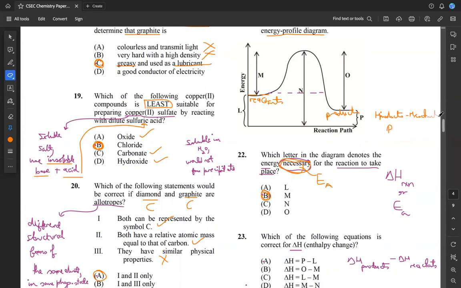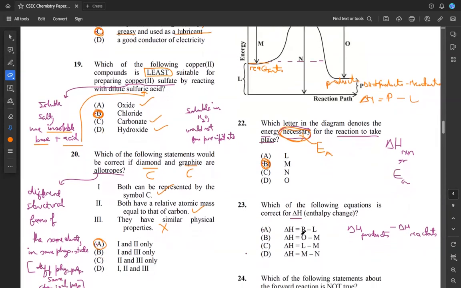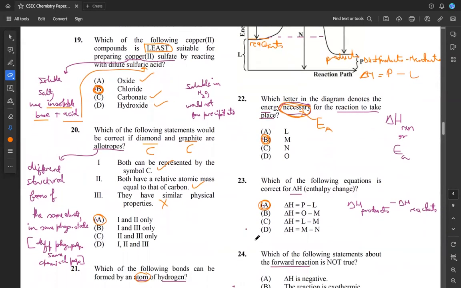And the H of our reactants is given by this section here. So that's going to be L, right? So P minus L is going to give us our delta H. Remember, delta H is the H of your products, or the energy content of your products, minus the energy content of your reactants. And in this case, that's P minus L. So we look for P minus L among our answers, and it turns out that that's A. So our answer for 23 is A. Okay? So moving on to 24.